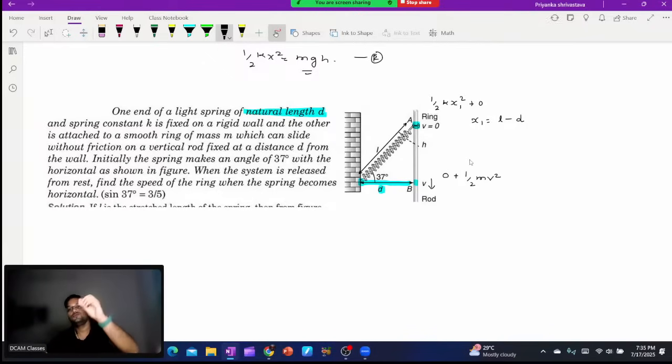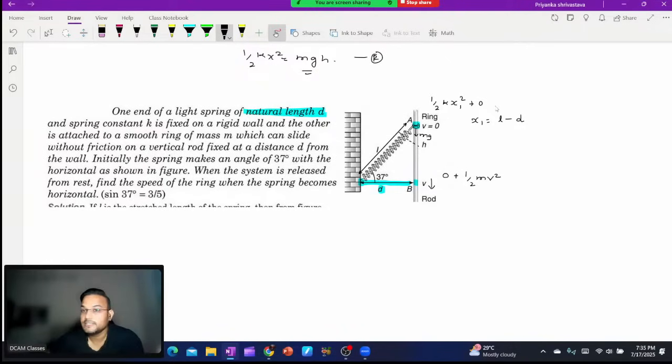And you have to apply the law of conservation of energy between the points A and B. That's all. Why are we using the law of conservation of energy? Because here only a conservative force is acting. The conservative force is mg. Only this conservative force is acting.